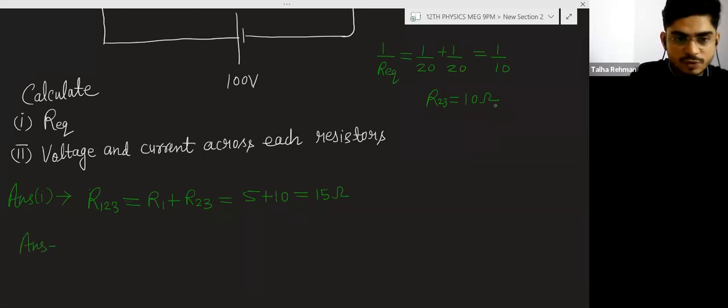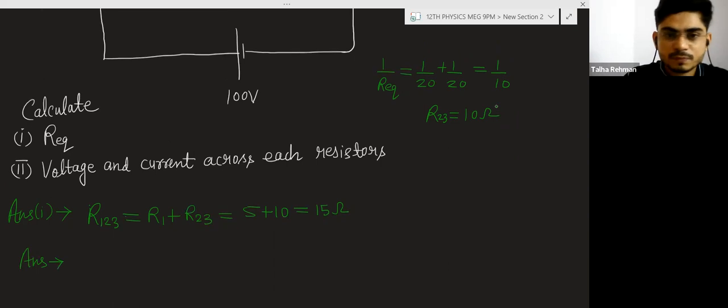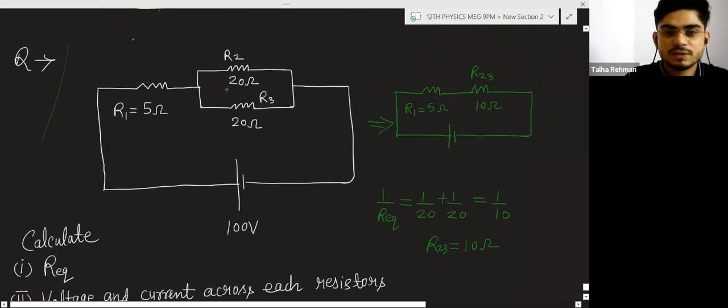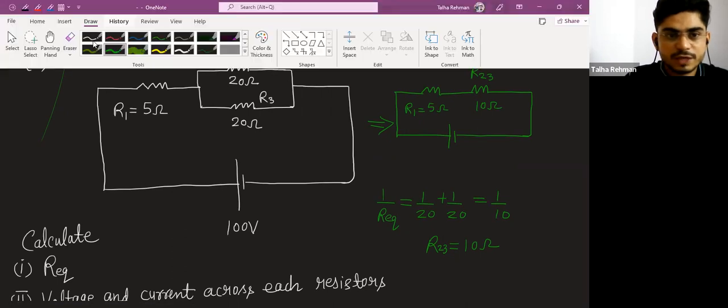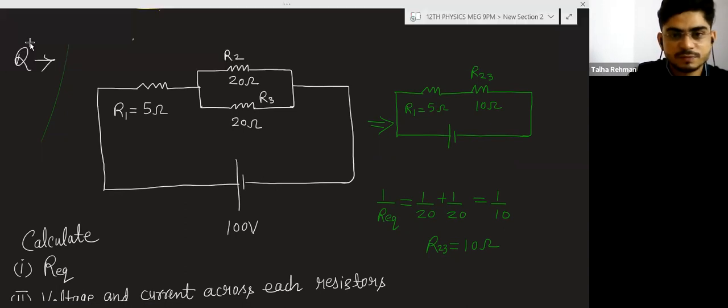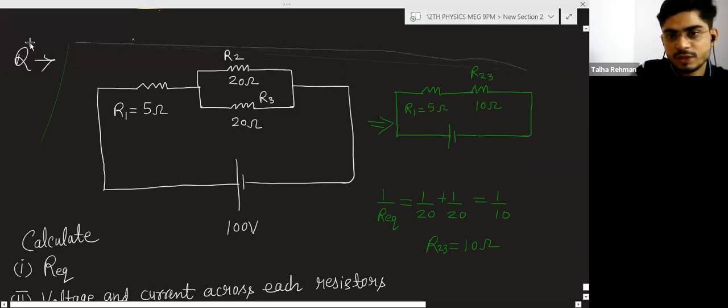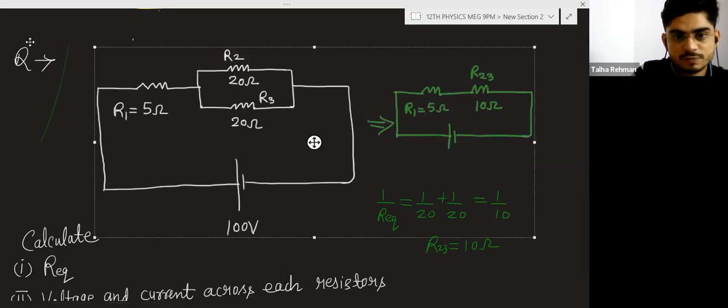Now we have to calculate the voltages and the current across each resistance. So we require both the circuits.